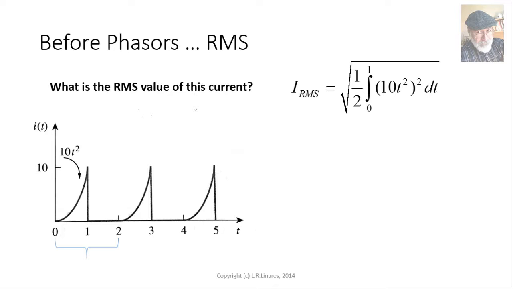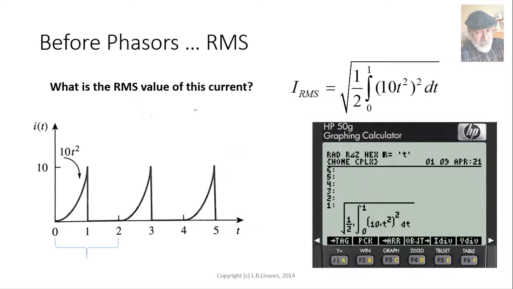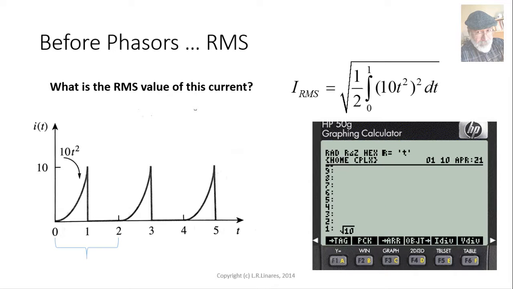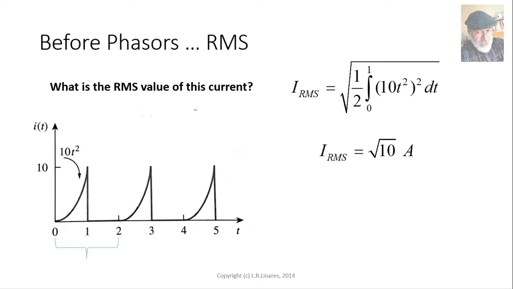Well, I don't really feel like doing integrals right now, so I will use the HP 50G. This way, I write that, making sure that t is the independent variable here at the top. Then press the evaluate key, and we get that the RMS value of that current is root 10 amps. That is the answer to that question. Let's move on.